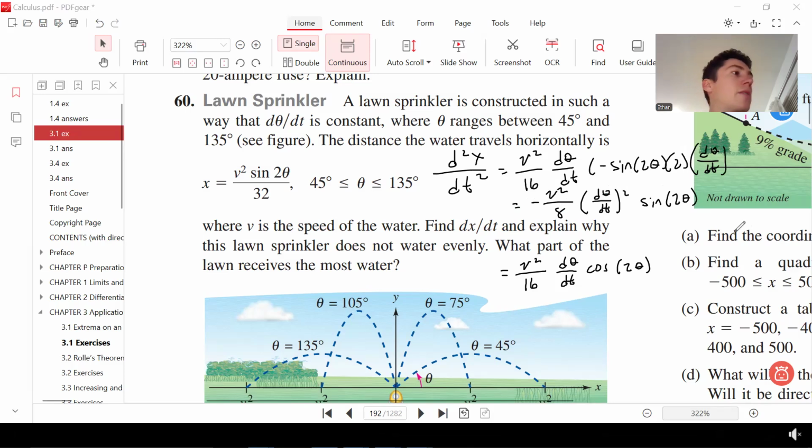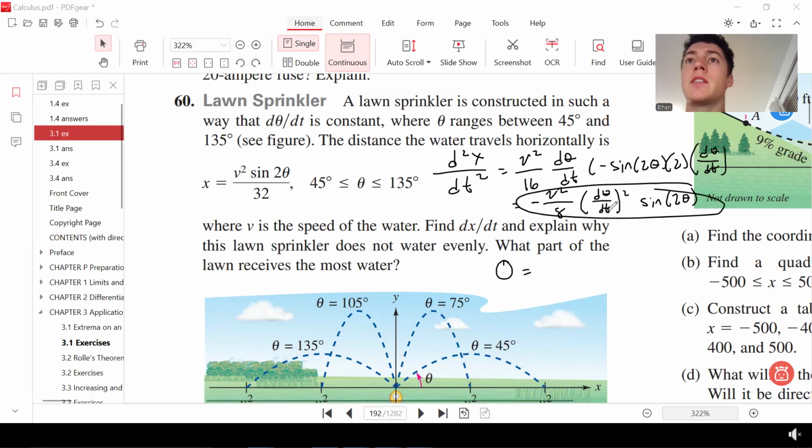All right, let me double check with what I got earlier. Yeah, that looks right. So we have our second derivative. To find the minimum of the first derivative, we set the second derivative equal to 0, and I'm just going to erase the work for the first derivative now. It's a little cramped here. So 0 is equal to this, but this whole part in front is just a constant. So I'm going to divide by that, and we're just left with sine of 2 theta equals 0.